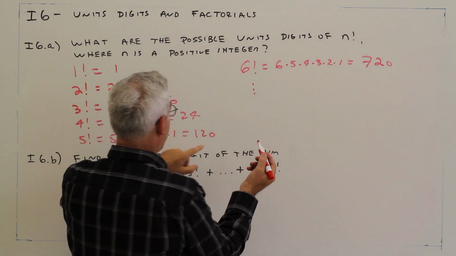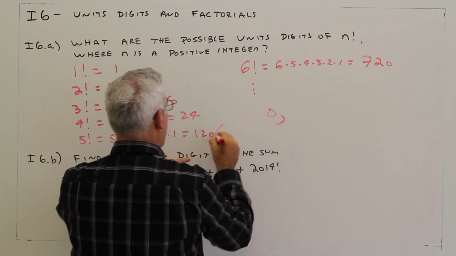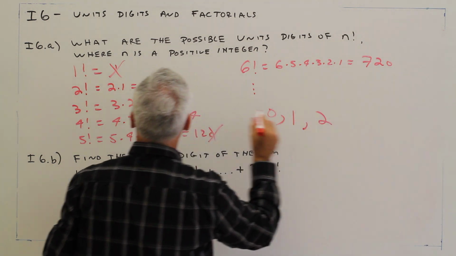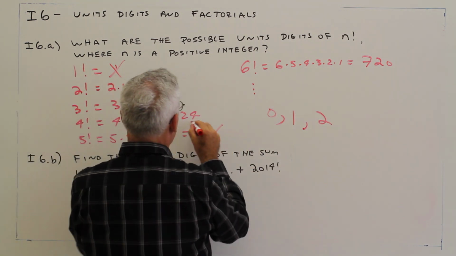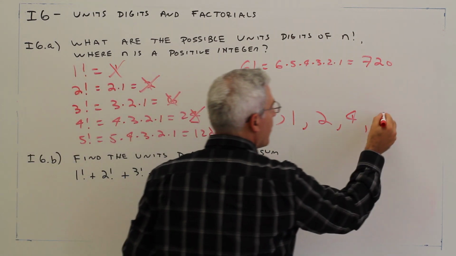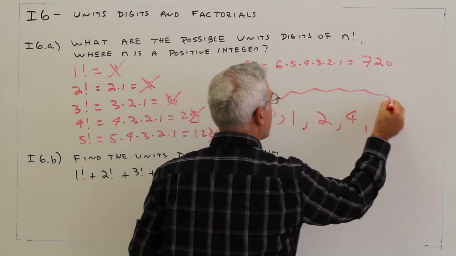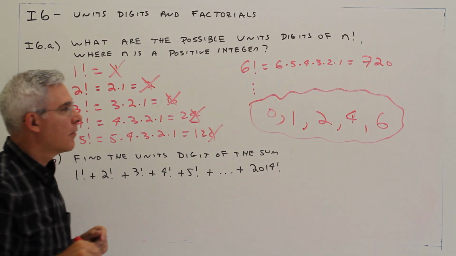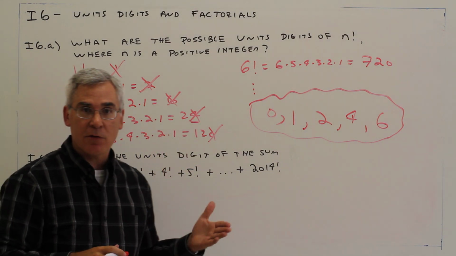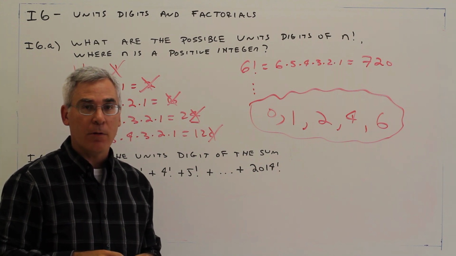So it could be, I'll just go in order, it could be a 0. It could be a 1. It could be a 2. It could be a 4. Or it could be a 6. So those are the only possible units digits for any factorial.